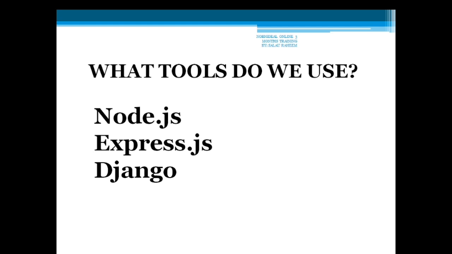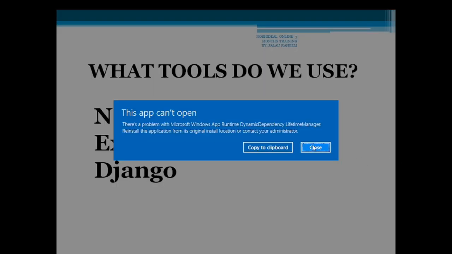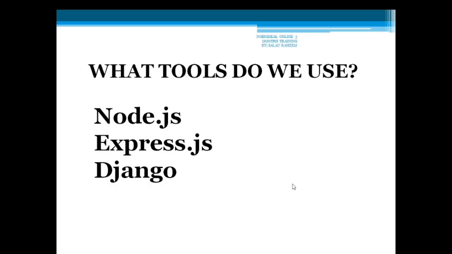So what tools do we use? We use Node.js, Express.js, and Django. Node.js is a tool that lets JavaScript work on the server. You can relate it to the kitchen. Then Express.js makes Node.js easier and faster, like a smart waiter. Then Django is also a back-end tool, but uses Python. It is very recognized, great for big projects.